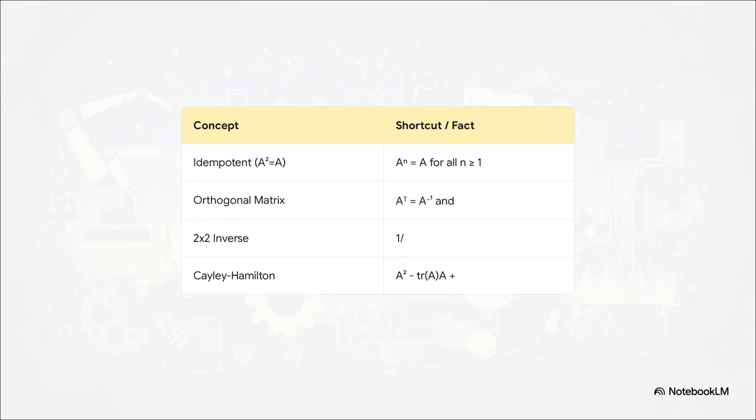And the slide right here, this is pure gold for exam day. If you spot an idempotent matrix where A squared equals A, that's a huge time saver, because it means A to any power is still just A. And the 2x2 inverse has this fantastic shortcut. Just swap the main diagonal elements, make the other two negative, and divide the whole thing by the determinant. No need for that whole adjoint method. These are the tricks that save you precious minutes when the clock is ticking.